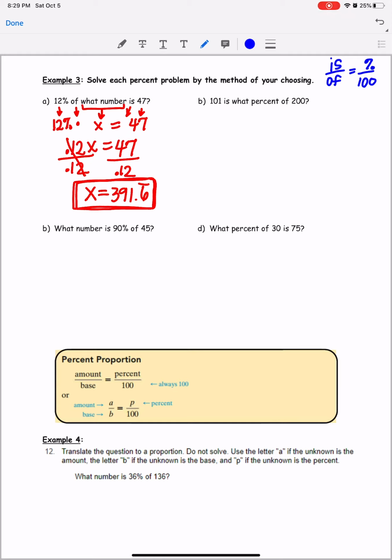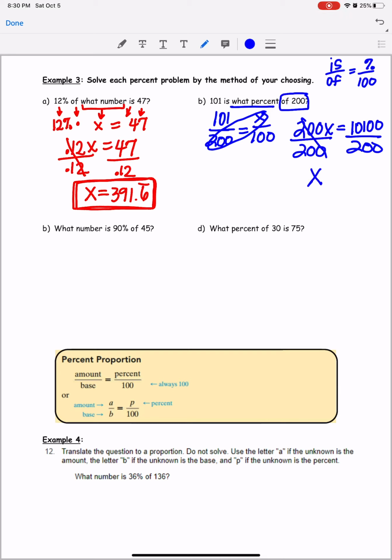So here it says 101 is what percent of 200. So kind of notice some things. I know my of is 200, so I'll put 200 here on the bottom. It's asking me what percent, so I know I'm solving for this percent over here. So that does leave this 101 to be my is. All right, cross multiply. I'm going to get that x first. So I've got 200x equals 101 times 100, which is going to give me 10,100. So then divide both sides by 200, and we will get 50.5.